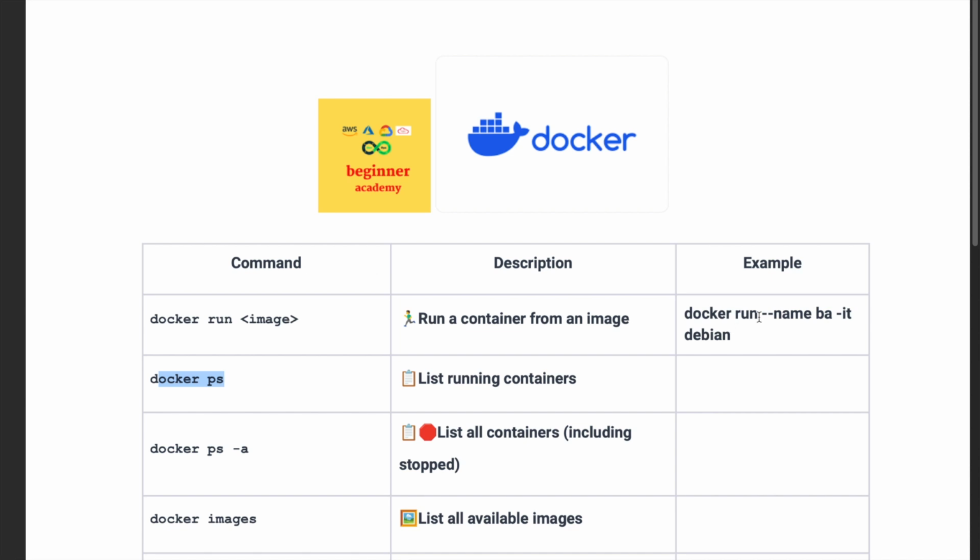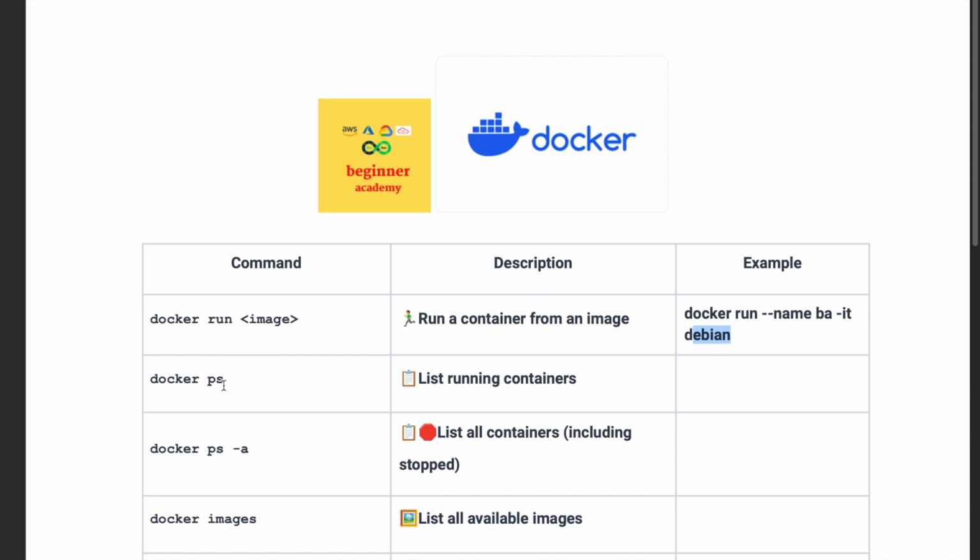How to use it? docker run --name and the name of your container, whichever Docker container name you wanted to give it. Then -it stands for interactive mode. Then the image name which you wanted to run. In this case, we have kept it as Debian. What it will do is it will run a container from my image. In this case, the image is the Debian image.